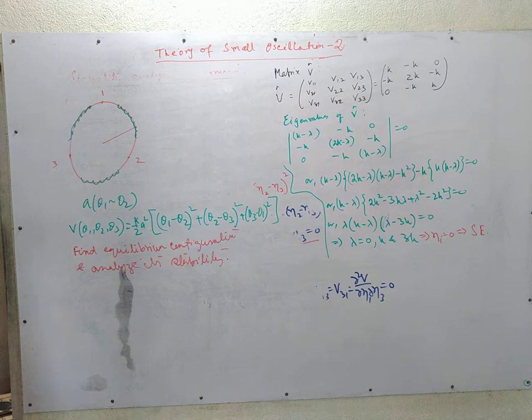I have purposefully paid more attention to the stability analysis, because the entire theory of small oscillation that I will be presenting from the next class onwards depends on the oscillation of a system about its stable equilibrium configuration. The theory that will be presented is not valid if the equilibrium configuration is an unstable one. That is why I am emphasizing the stability of the equilibrium point.